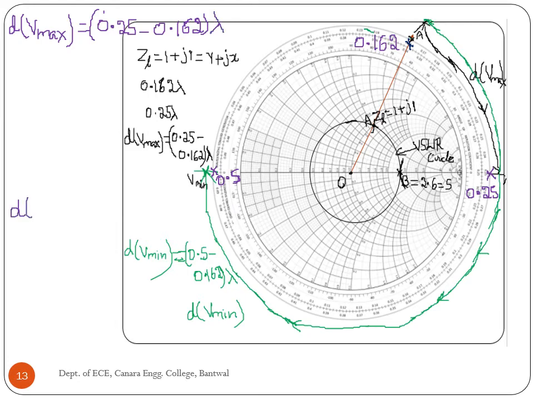And distance from load end to V minimum position is 0.5 lambda minus 0.162 lambda. We will find out the value of the distance from load end to V max position and from load end to V minimum position in the next slide.